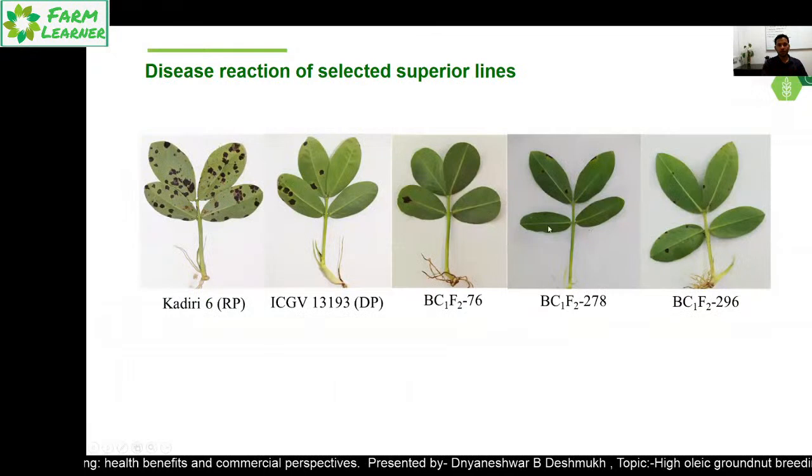And if you look at the reaction of these superior lines, here we can see the recipient parent, which is a popular cultivar. It is very susceptible to late leaf spot and rust. Here is the donor parent, which was resistant to late leaf spot and rust. And here we can see the lines, they are as good as their donor parent. They are very resistant to late leaf spot and rust disease of the groundnut.